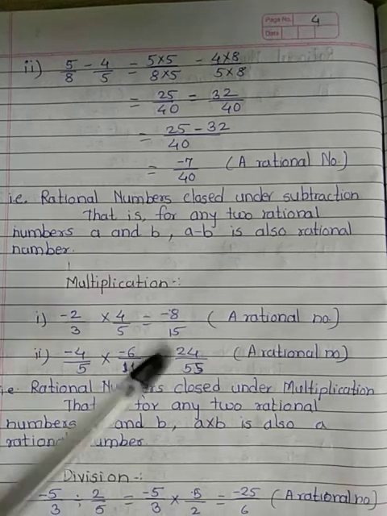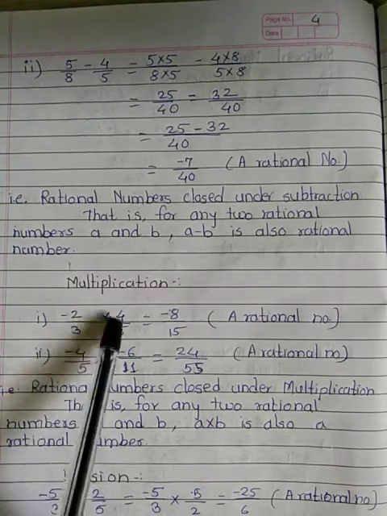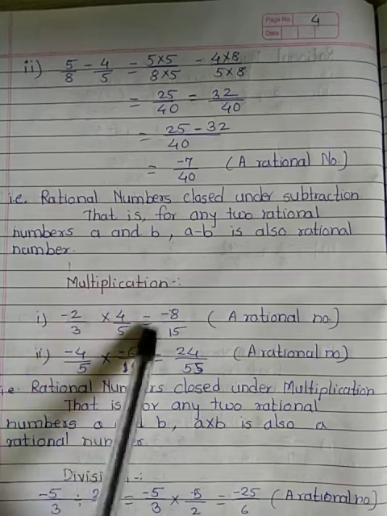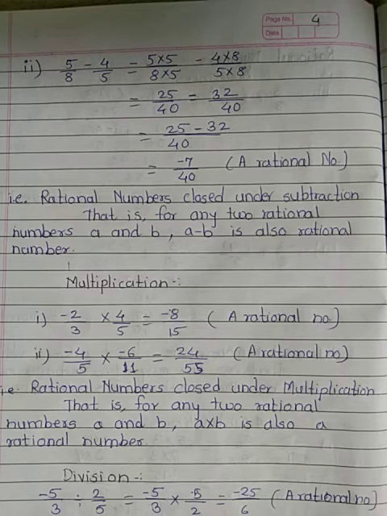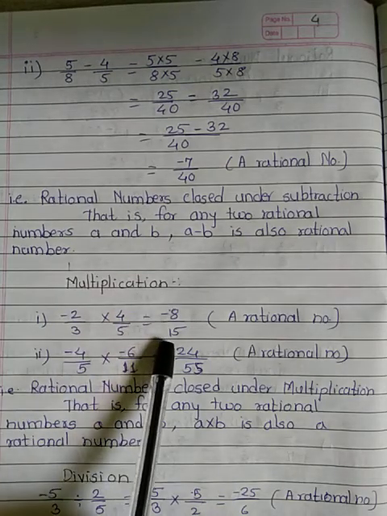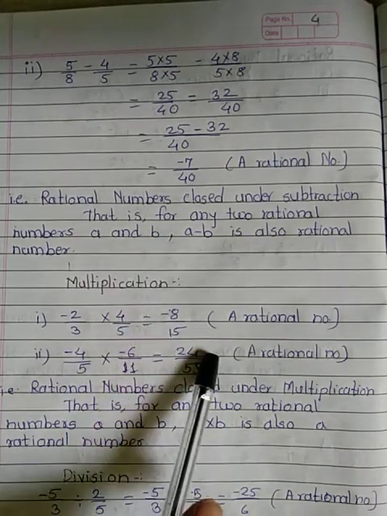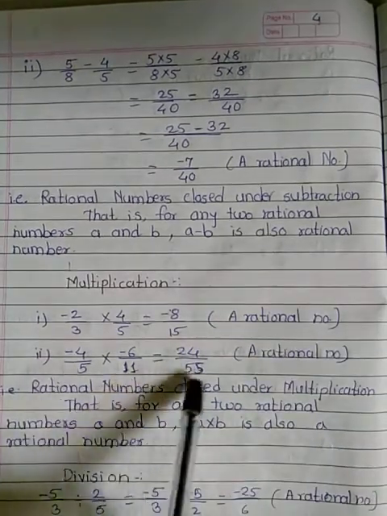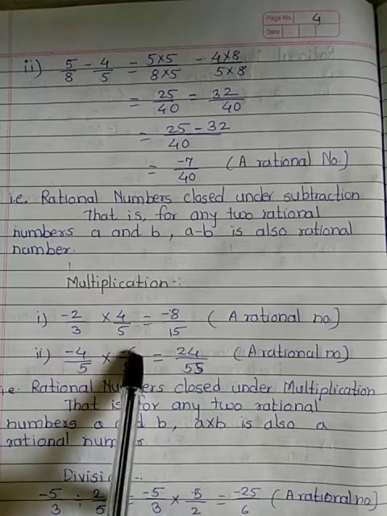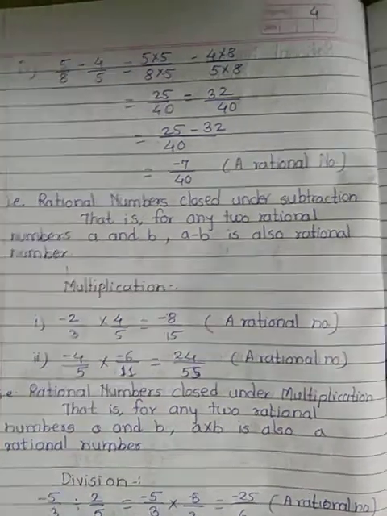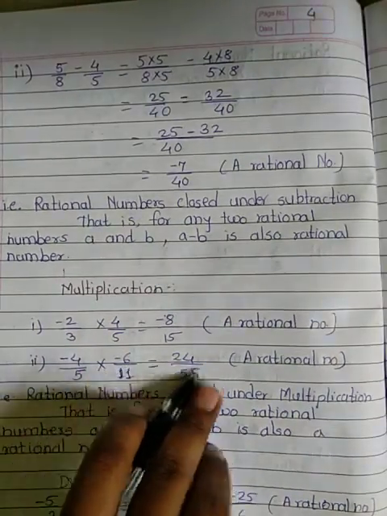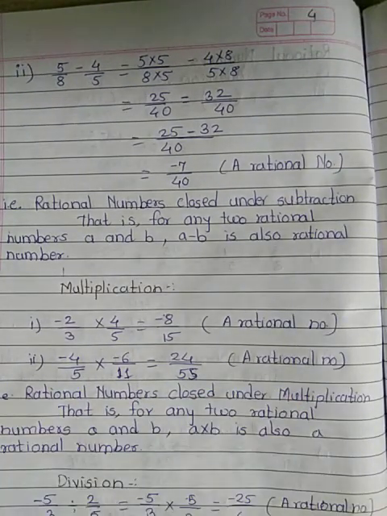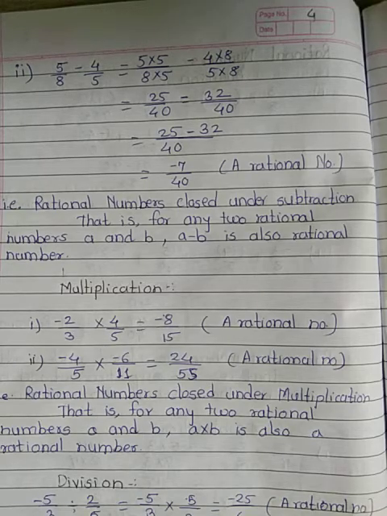Okay, now next multiplication, minus 2 by 3 into 4 by 5. For multiplication, we can directly multiply numerator by numerator and denominator by denominator. So minus 8 by 15 will be the answer. That is a rational number. Again, next two numbers, minus into minus multiplication will become plus, so 4 into 6 is 24 by 55, that is again a rational number. So rational numbers are closed under multiplication.